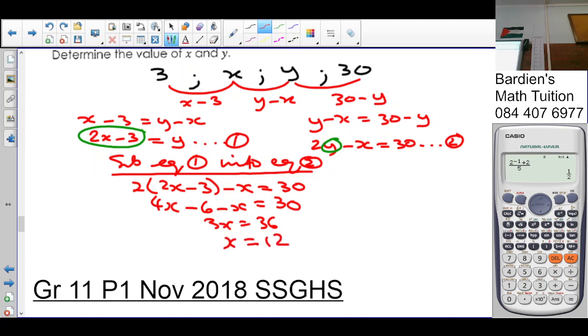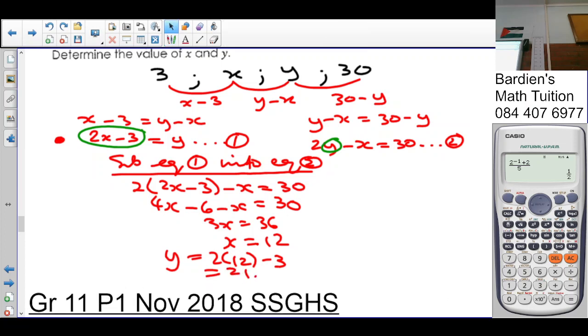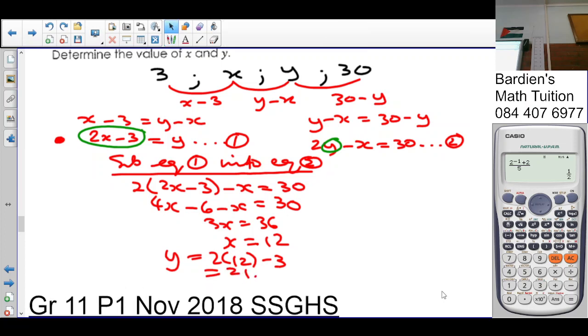But you must calculate the y value as well, no? So y is equal to, I'm substituting into equation 1, 2 times 12, which is 24, minus 3. Y is equal to? You all agree with that? Yes, okay.